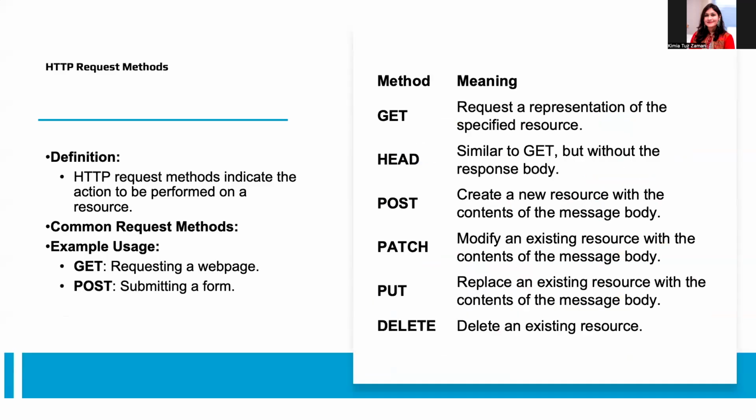Now, first, let's look at HTTP request methods. These methods define the type of action a client wants to perform on a resource. The most common request method is GET, which is used when a web browser requests a web page or resource from a server. A GET request asks the server to send back a representation of the specified resource.